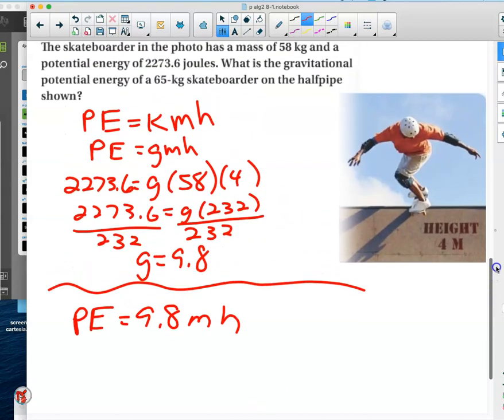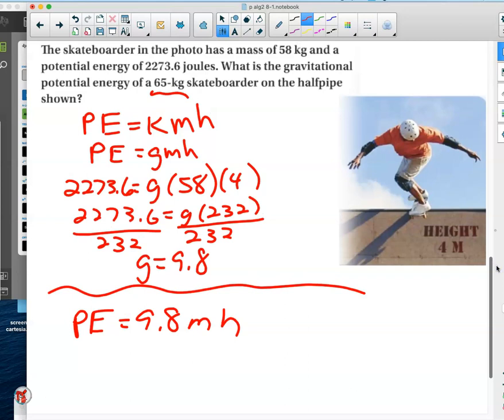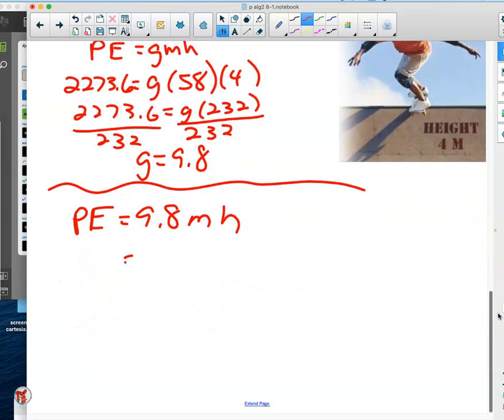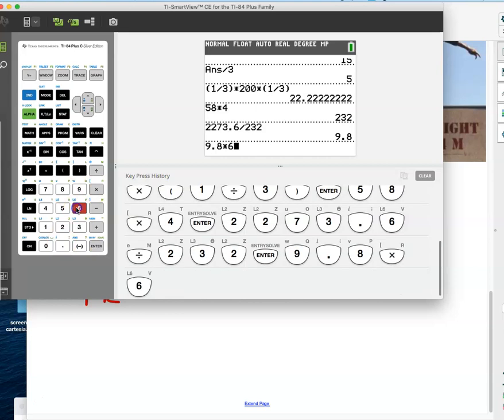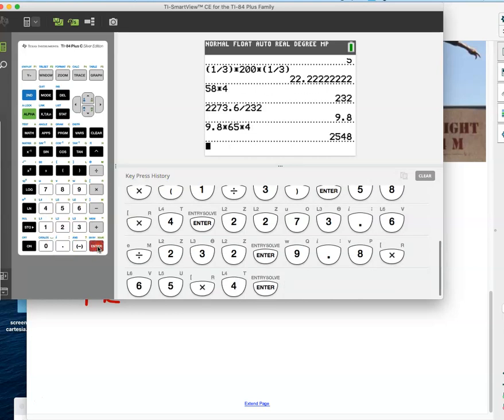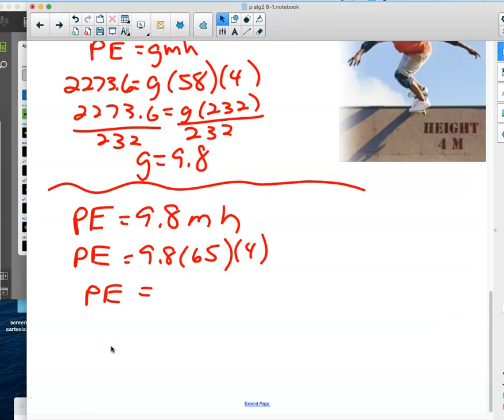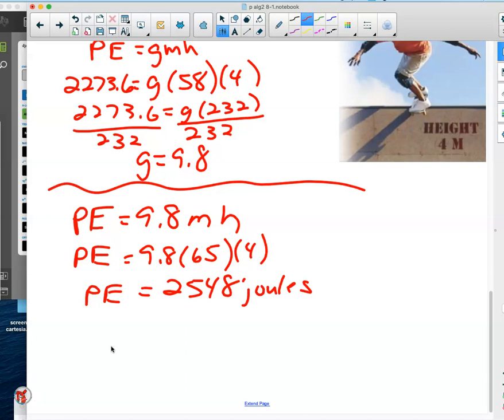So they've got a new skateboarder, and the new skateboarder weighs 65 kilograms. But they told us they're going to do the same place, the same half pipe over here, so it's still going to be a 4. Now it's just punching it into the calculator. 9.8 times 65 times 4. 2,548 joules. And there we have it.